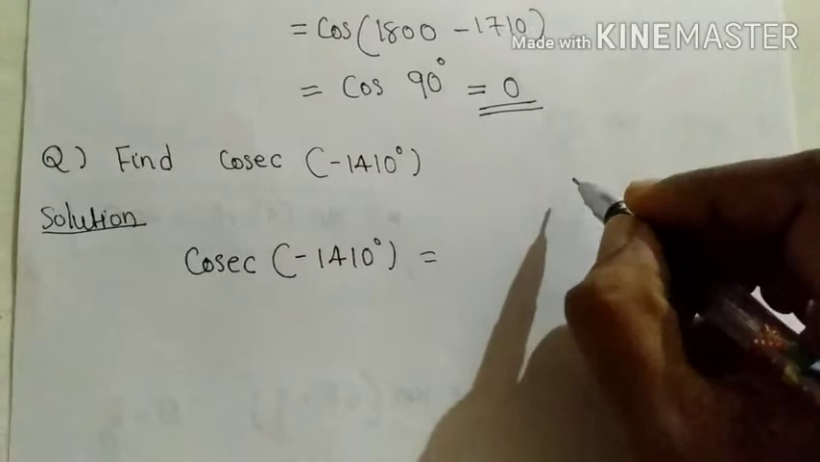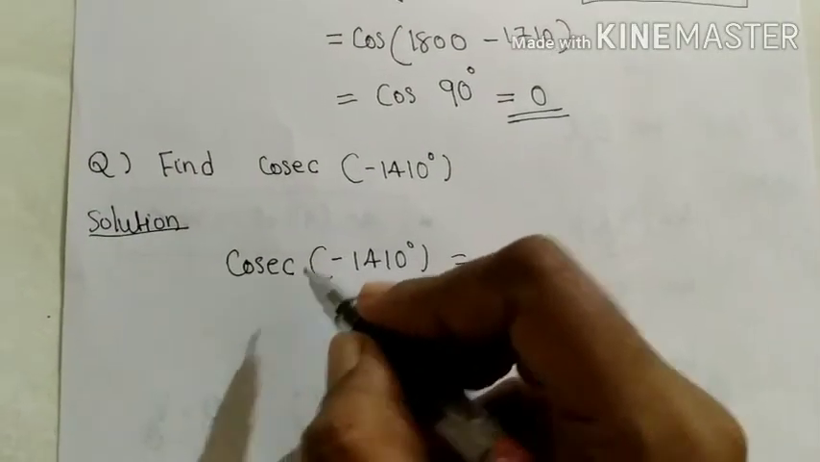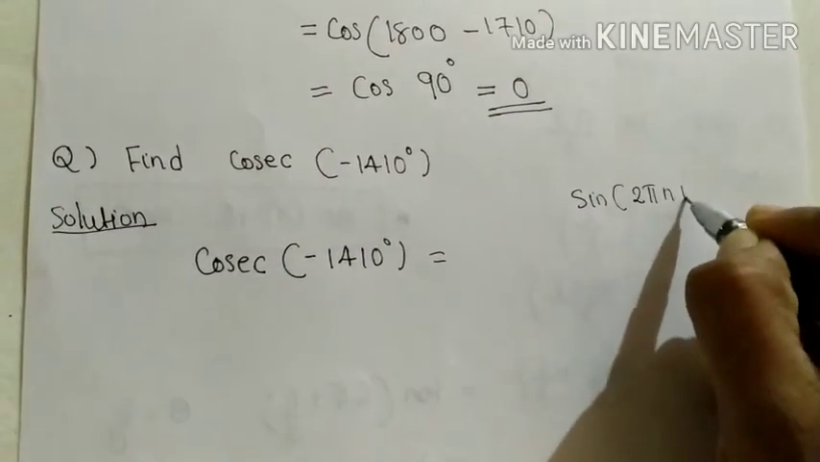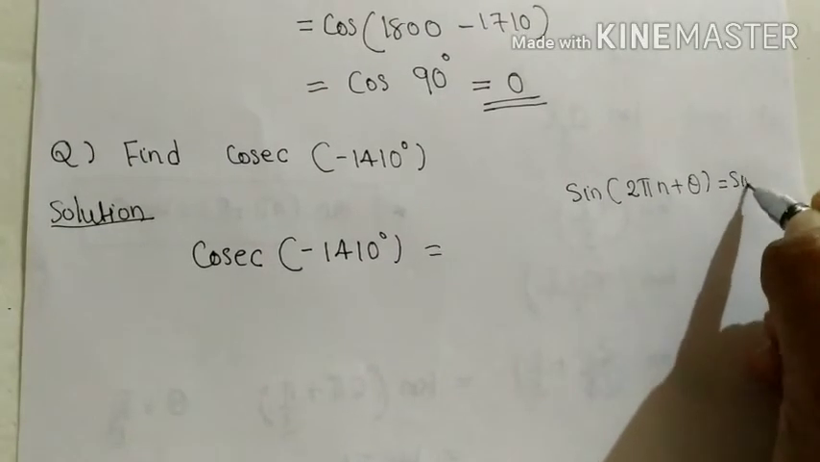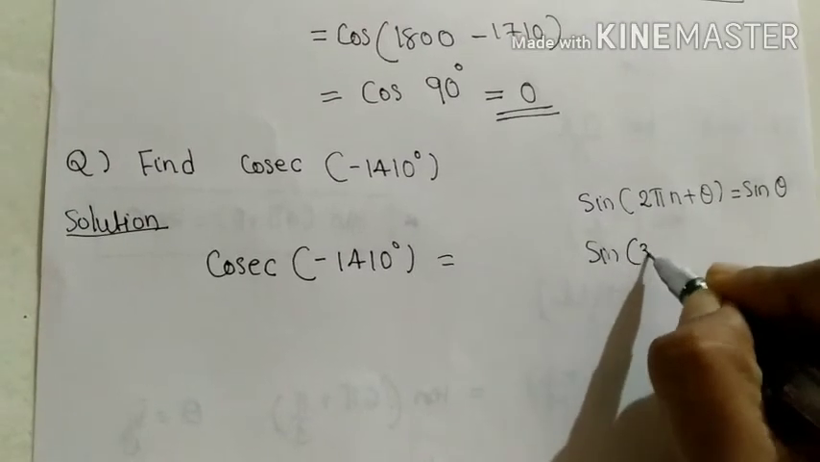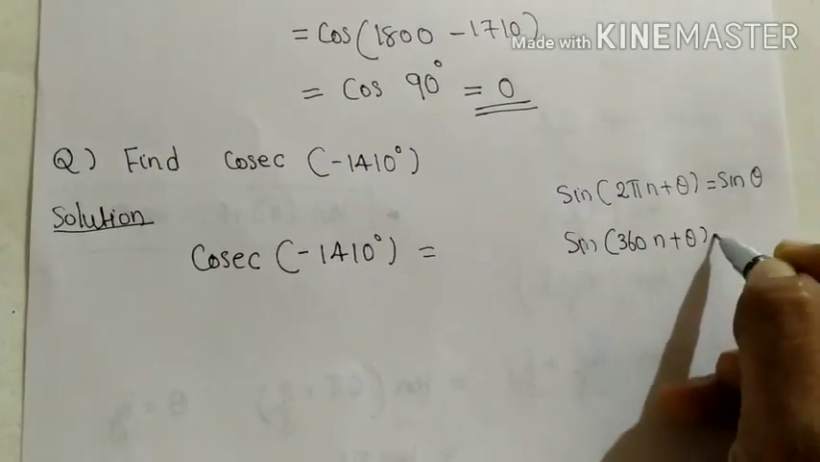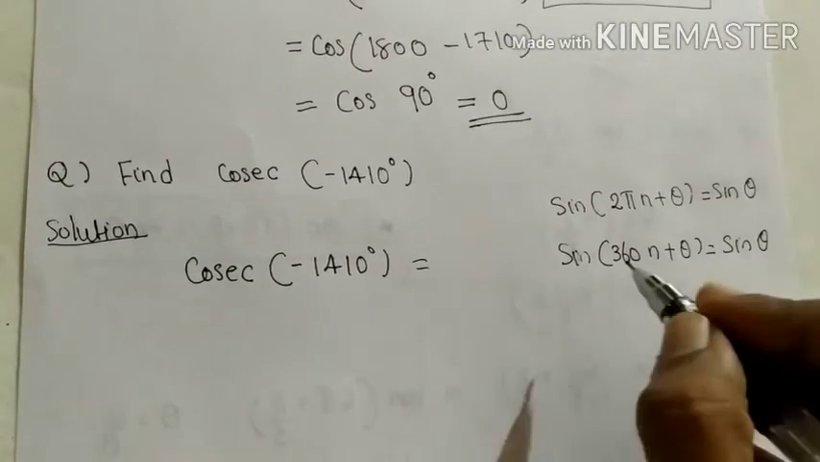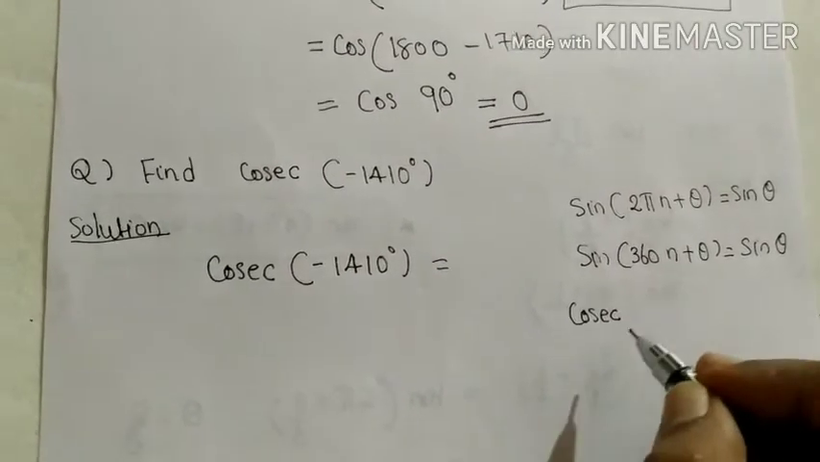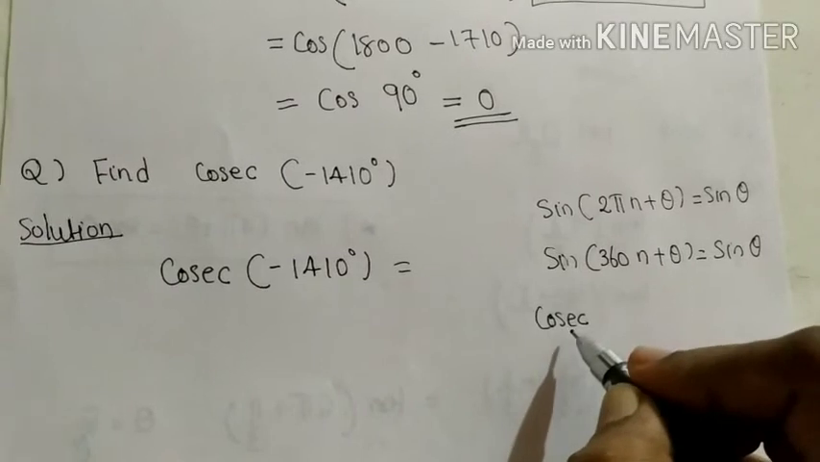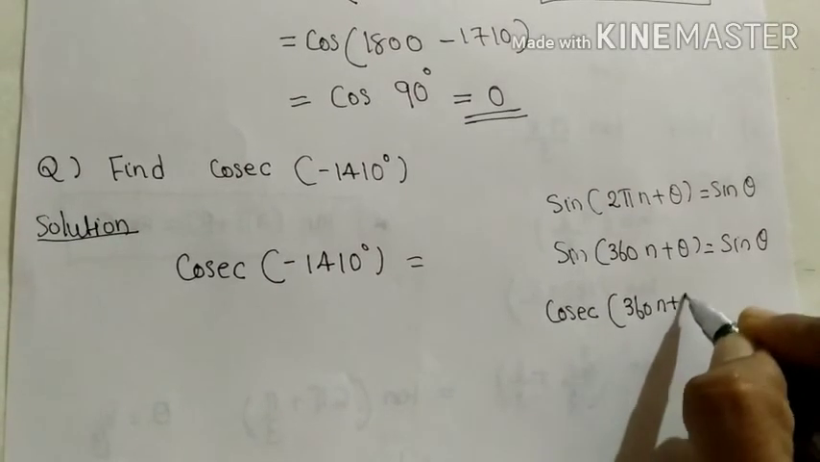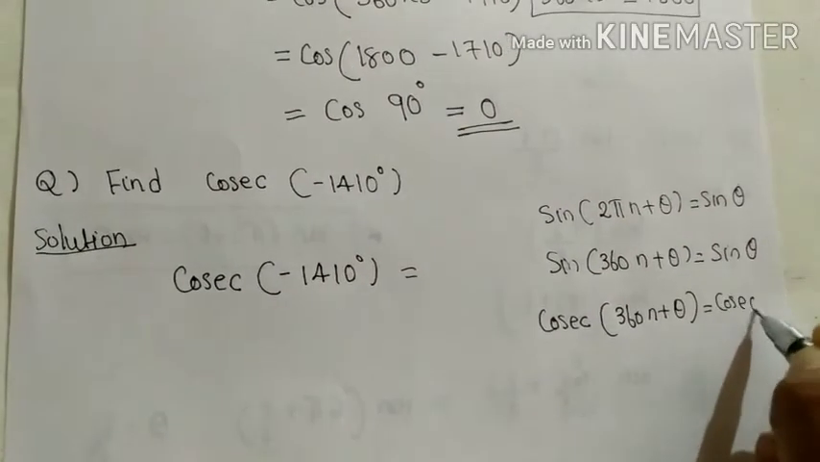So we know the reciprocal of cosec is sine. So we know that sine of 2 pi n plus theta is equivalent to sine theta, or converted into degree form, sine of 360 n plus theta is equal to sine theta. So we know that the reciprocal of sine is cosec, so this condition is also satisfied in cosec theta. So cosec of 360 n plus theta is also equivalent to cosec theta.